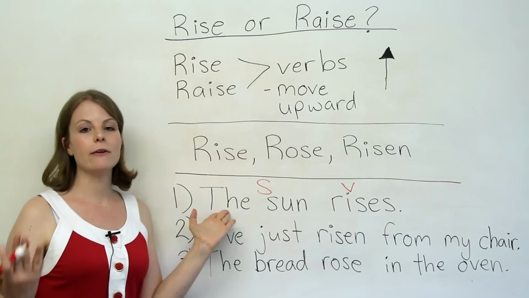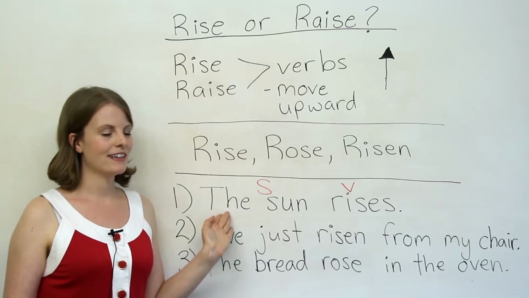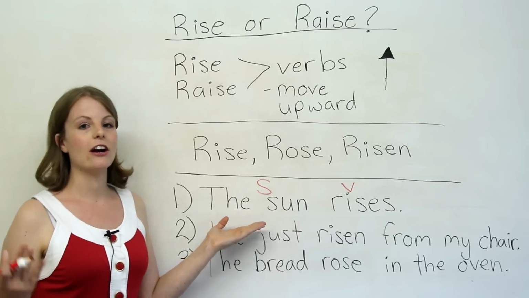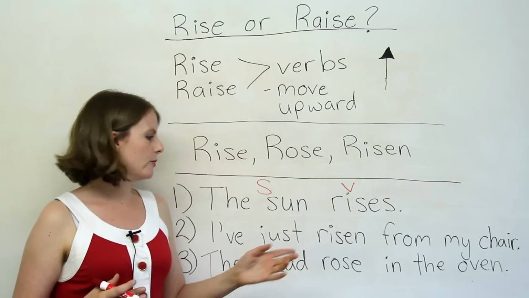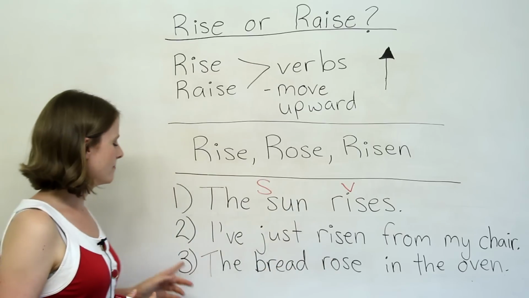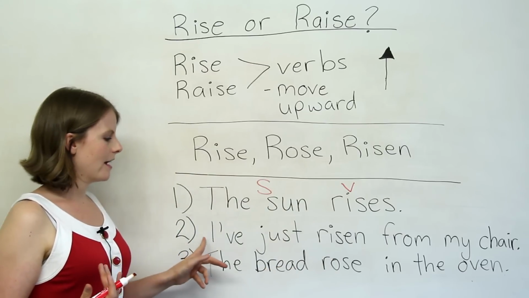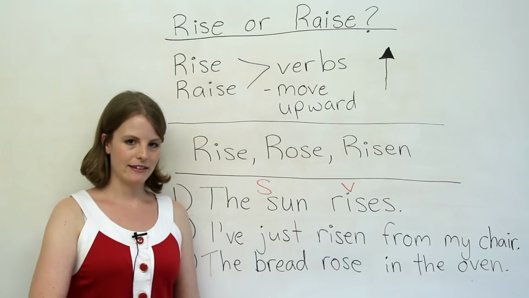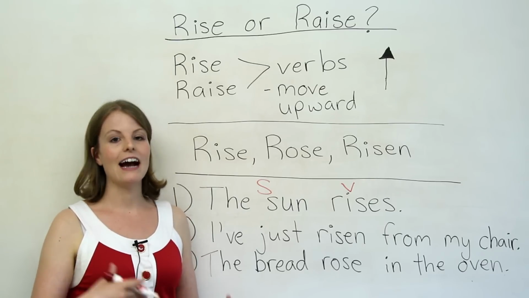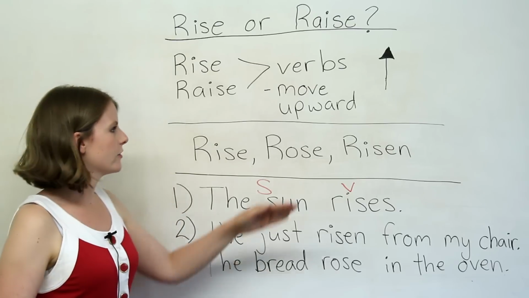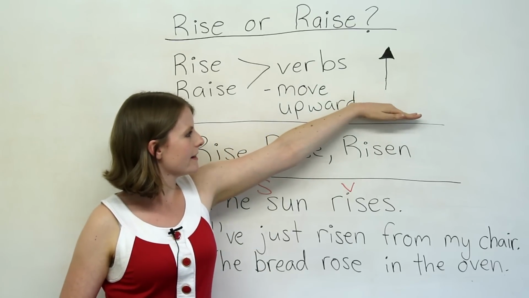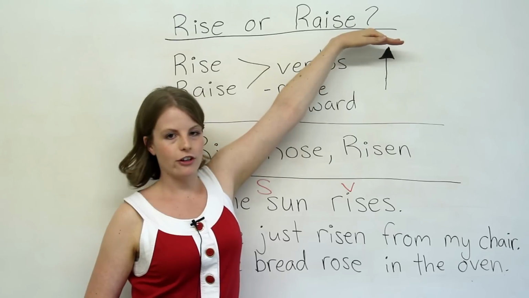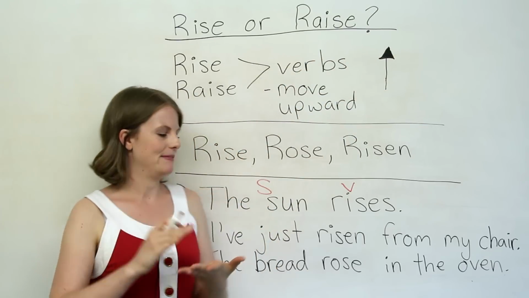We can also say the moon rises. The sun rises and the moon rises are one of the most common ways you will use this word. Number 2, I've just risen from my chair. So this means I was seated and I stood up. So I went from a seated position and then I stood up, so I moved upward.